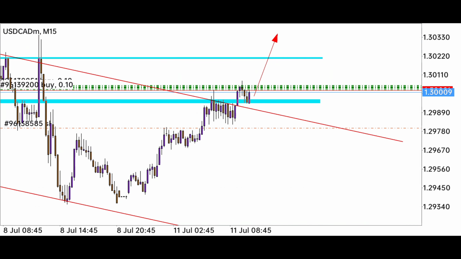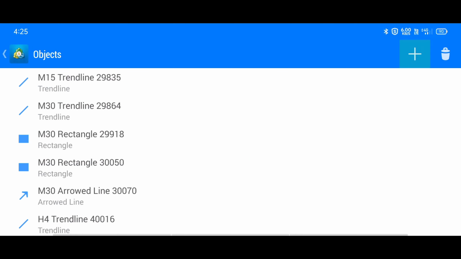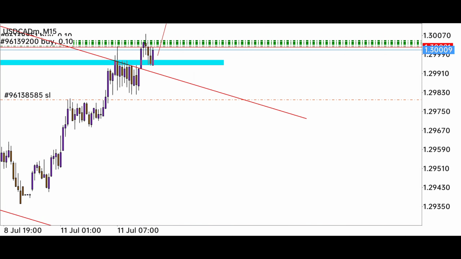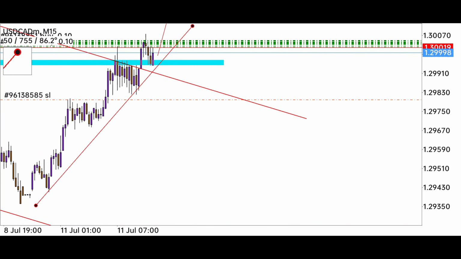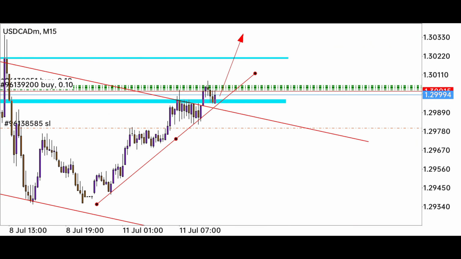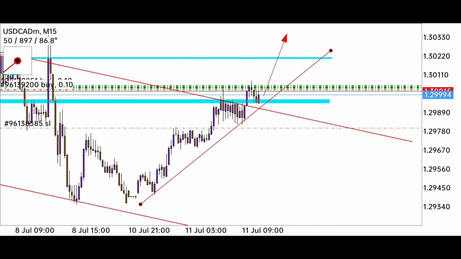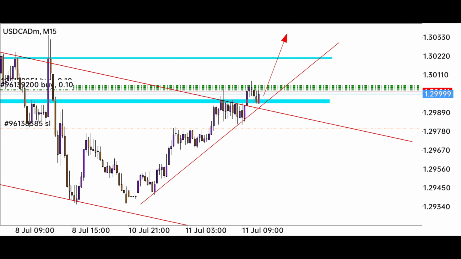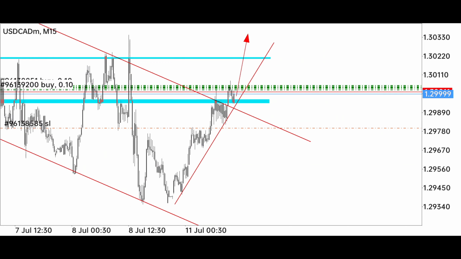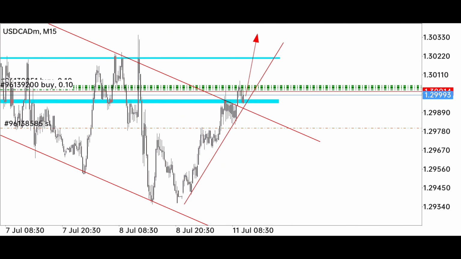The market is moving upwards by forming support against the resistance line. This is a high probability trade. Here it has also taken support at the lower trend line, so this is our high probability trade. This trend line will act as support in future also.